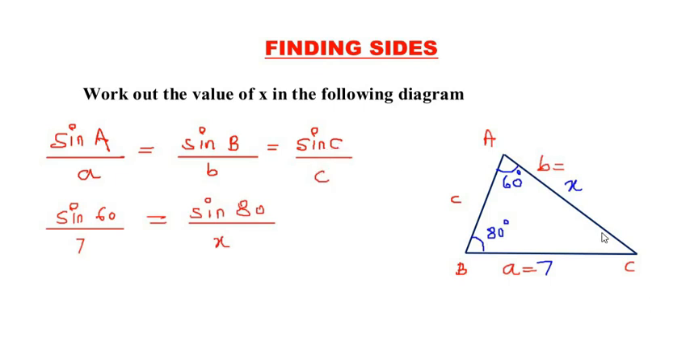Now you can see the angle C is not given in the diagram and side C is not given, so we can just discard it. We do not need it. This is allowed in the sine rule. Whichever term you are not given information for, you can just cancel that term off. So you're left with these two terms.